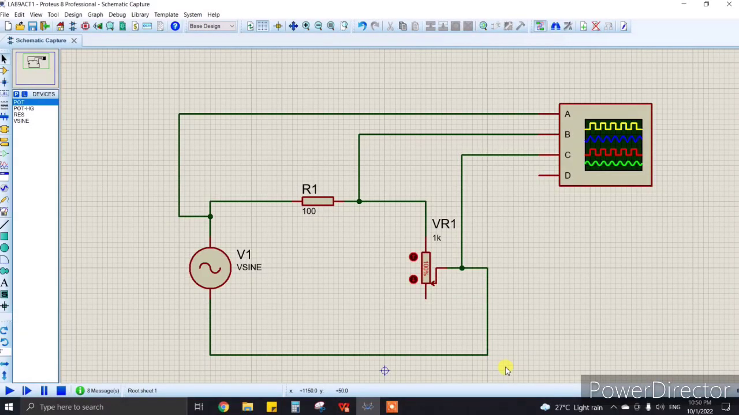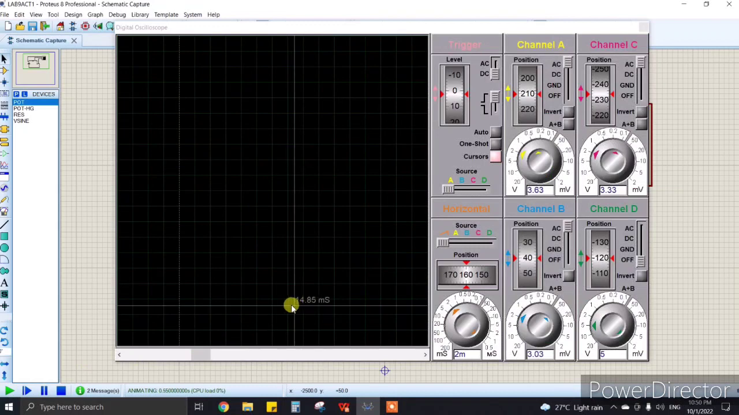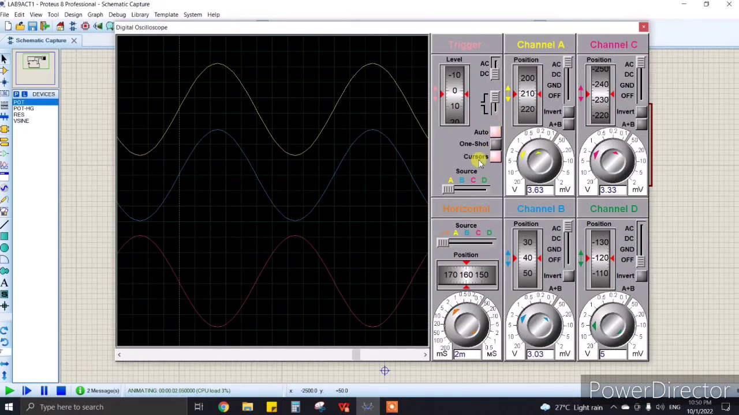Without wasting much time, let's jump straight into the simulation. As you can see, this is the simulation circuit that we have produced using Proteus software. Let's run this simulation and have a look at the output graph. As you can see, this is the output graph that was produced.